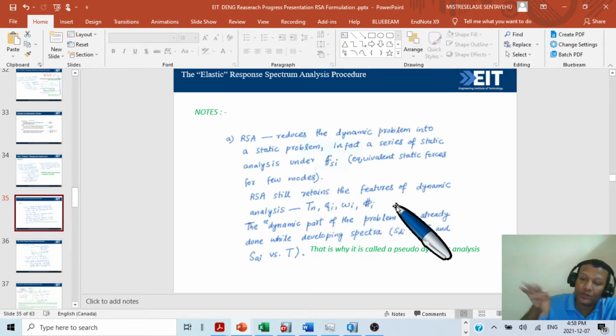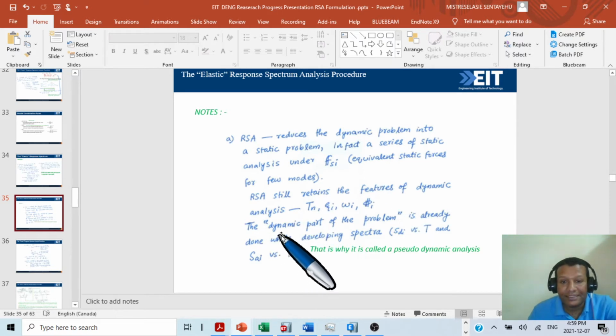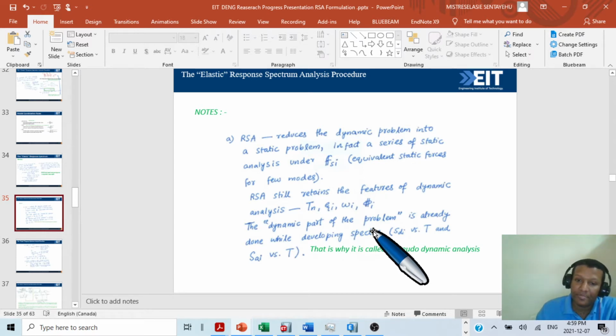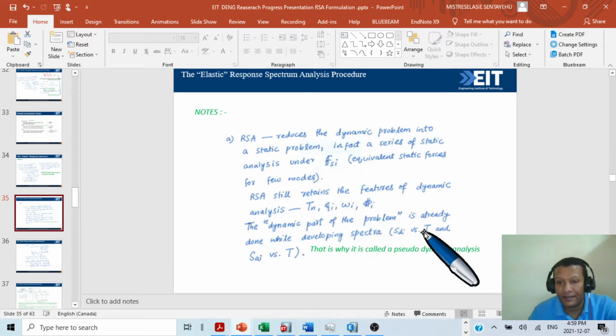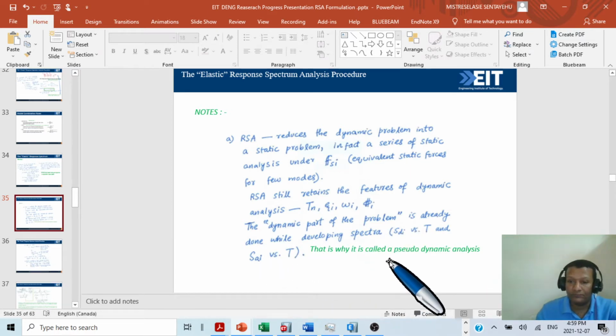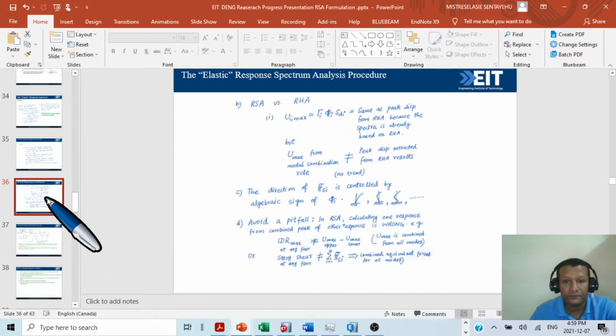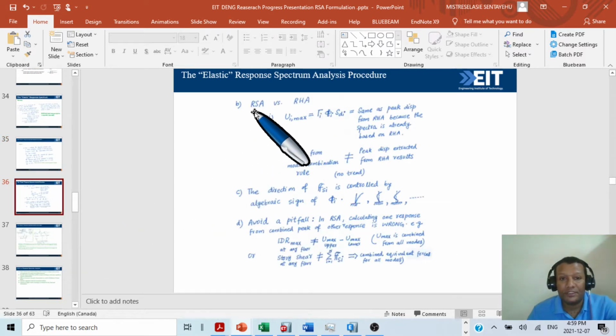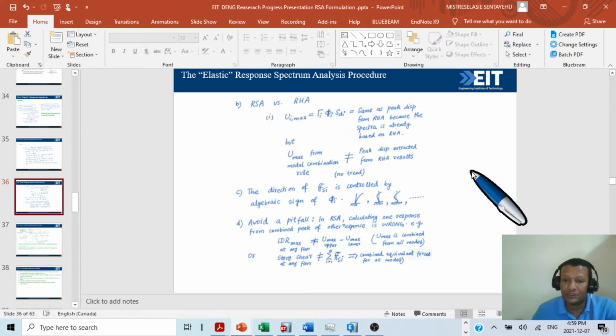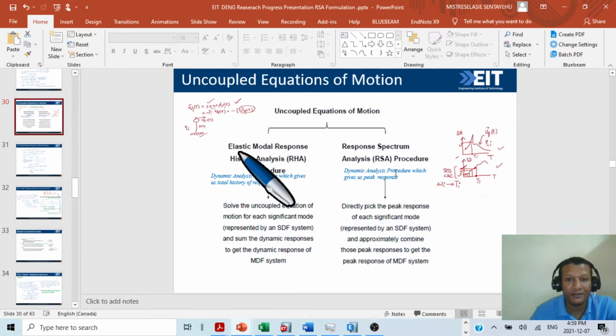To find all these things, we have to run our system to find the mode shapes, so the dynamic part of the problem is already done while developing the spectra. Once we have the spectra, SDI versus T and SAI versus T, that's why we call it pseudo-dynamic analysis. So, the difference between response spectrum analysis and response history analysis, as I showed you: we have two types of response spectrum. We will come back here.